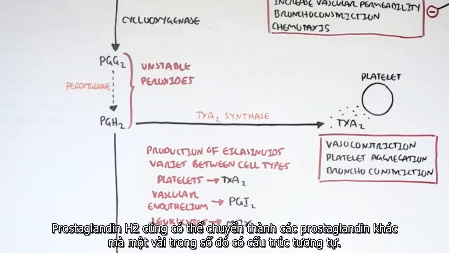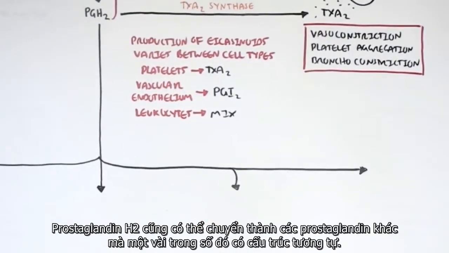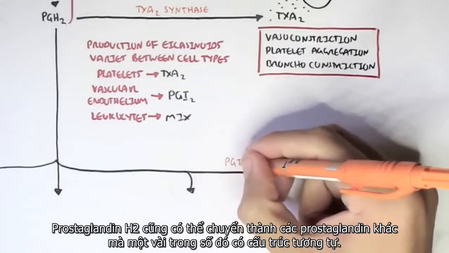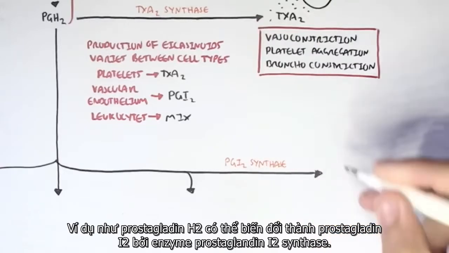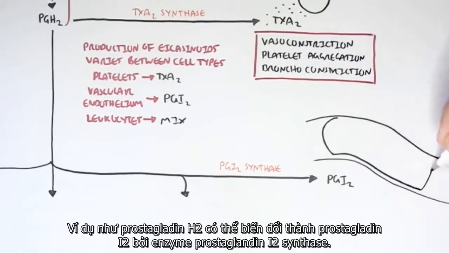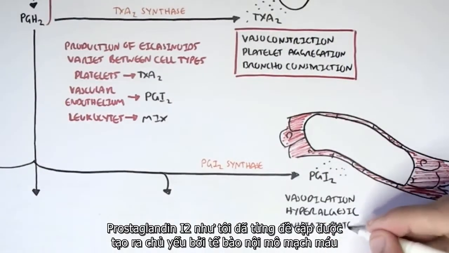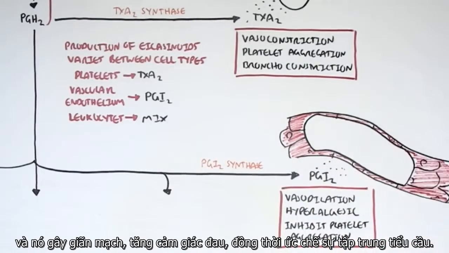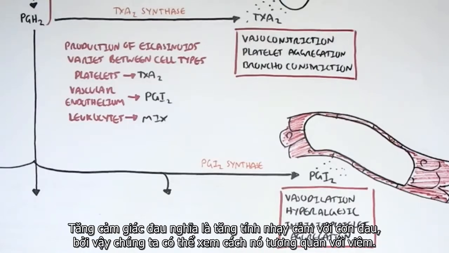Now, the prostaglandin H2 can also convert to other prostaglandins, which share, some of them, similar structures. So for example, the prostaglandin H2 can convert to prostaglandin I2 by the enzyme prostaglandin I2 synthase. Prostaglandin I2, as I mentioned, is produced mainly by the vascular endothelial cells. And they cause vasodilation, they're hyperalgesic, and they also inhibit platelet aggregation. Hyperalgesic just means that there will be an increased sensitivity to pain. So we can see how it correlates with inflammation.